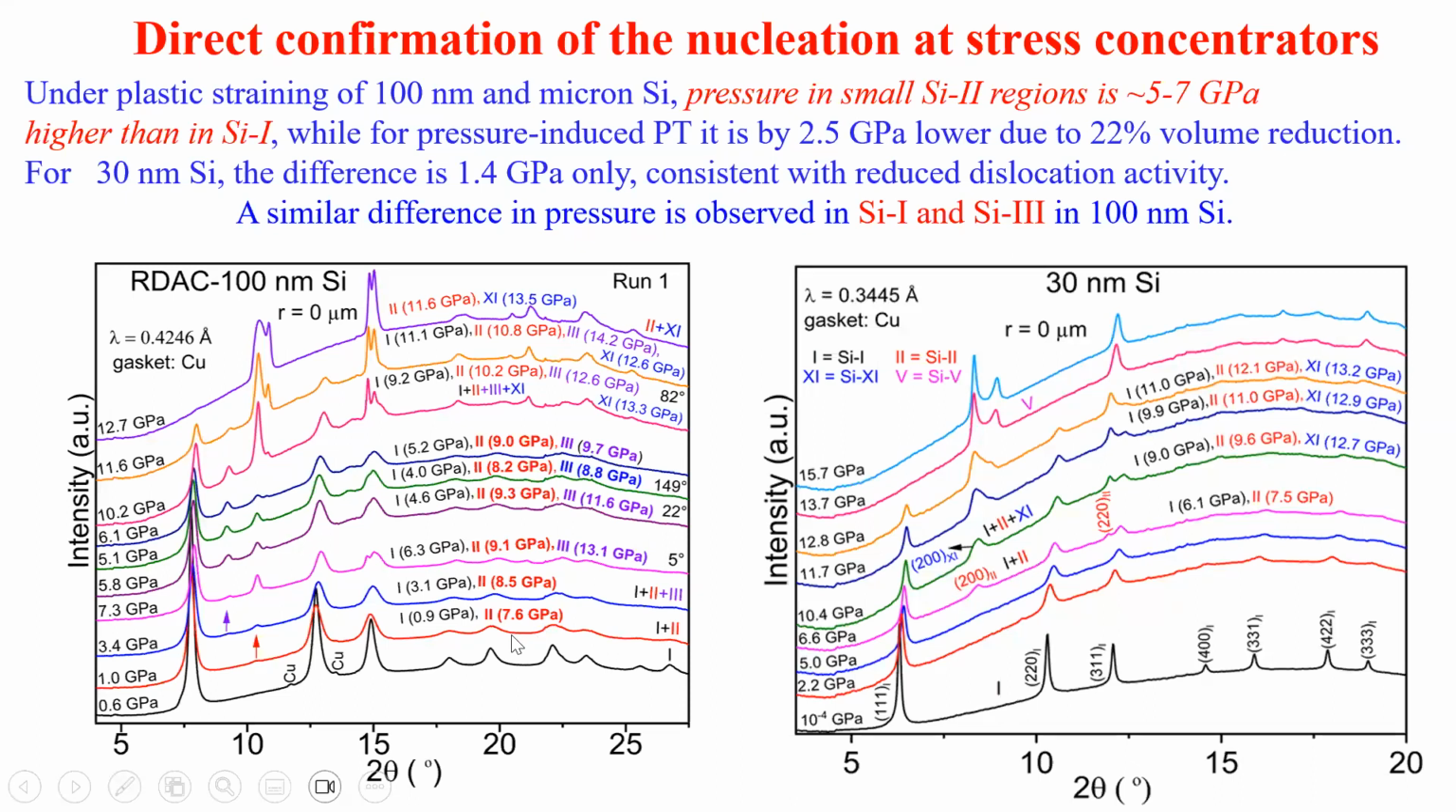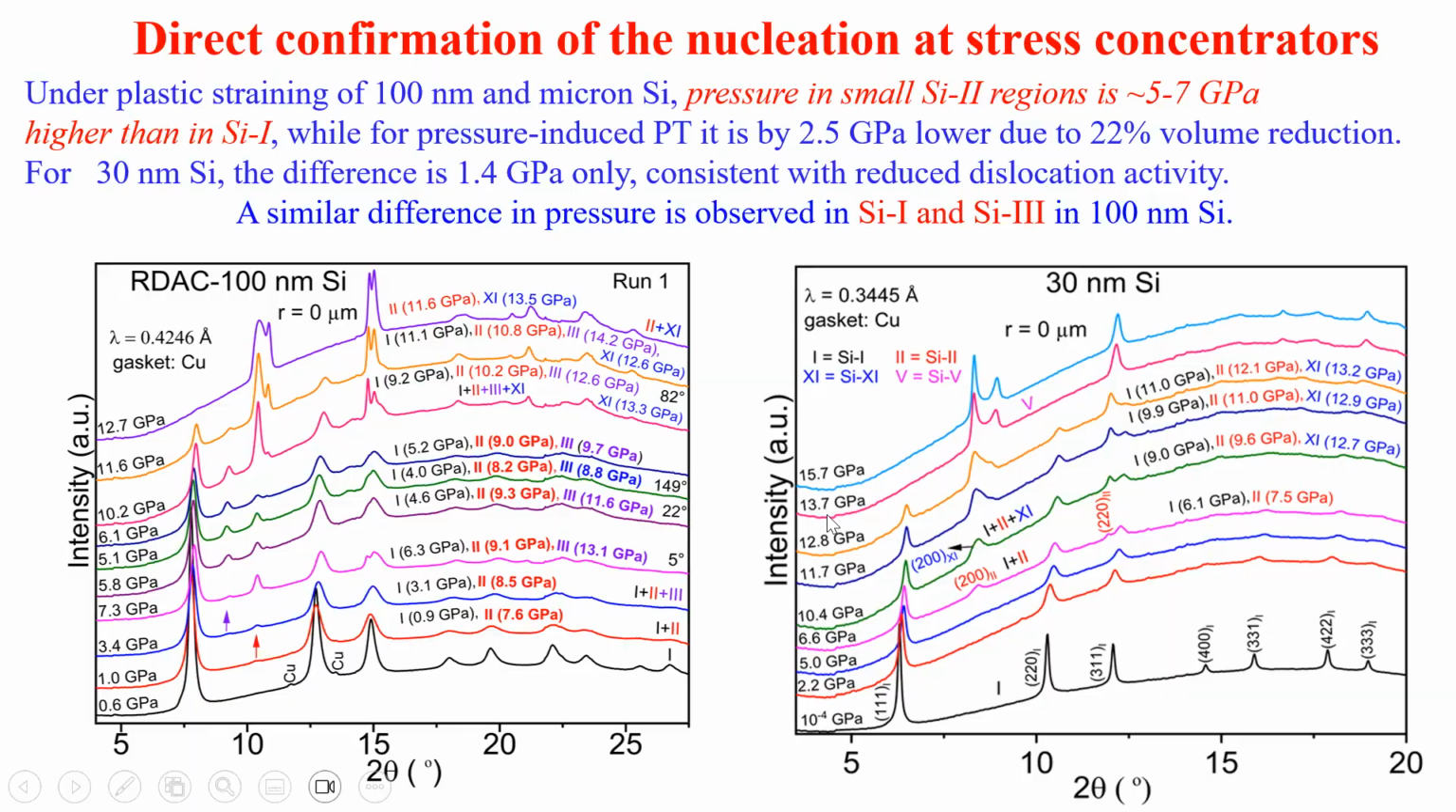And you see, we measure pressure in each phase. At the beginning of phase transformation, pressure in the high pressure phases, silicon 2 and silicon 3, is 5 to 7 GPa larger than in silicon 1. And this is despite 22% volume reduction. This is strong direct confirmation that there is a very strong stress concentrator, and the only way to obtain it is due to dislocation pileup. And this is consistent because for 30 nanometer particles, where dislocation activities are suppressed, the increase in pressure is just 1.4 GPa. So I believe this is the first direct confirmation that plastic strain-induced phase transition occurs due to a strong stress concentrator.